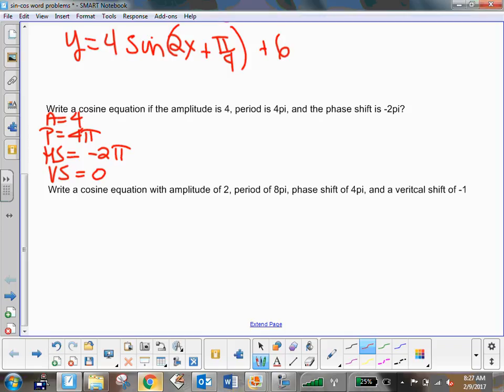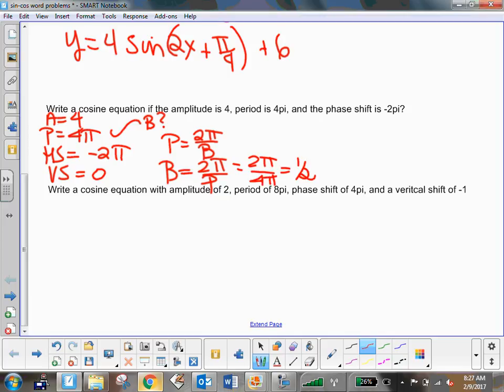So we have to figure out what b is. So remember, period is equal to 2 pi over b. So b is going to equal 2 pi over p. Does that make sense? Can I just jump to that formula right away? Which is 2 pi over 4 pi, or 1/2.